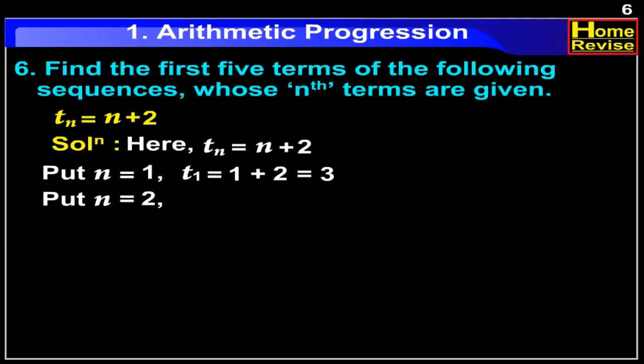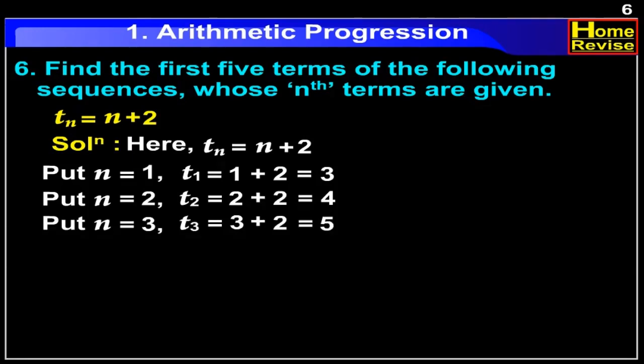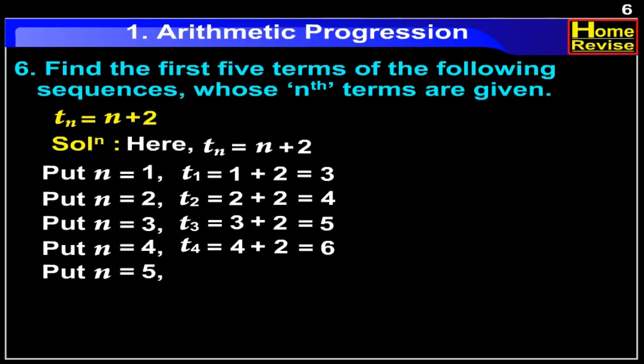For n is equal to 2, T2 is equal to 2 plus 2 is equal to 4. For n is equal to 3, T3 is equal to 3 plus 2 is equal to 5. For n is equal to 4, T4 is equal to 4 plus 2 is equal to 6. And for n is equal to 5, T5 is equal to 5 plus 2 is equal to 7.